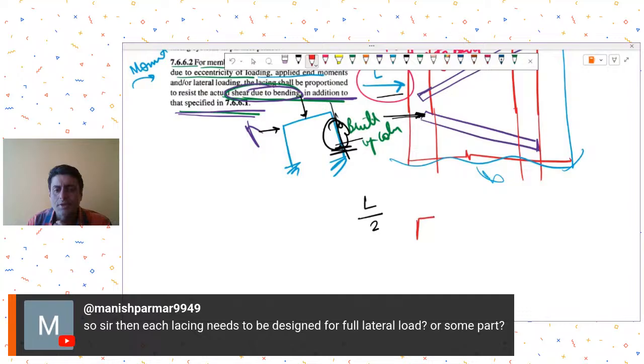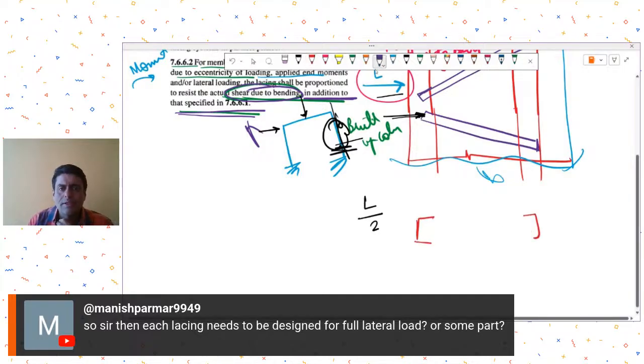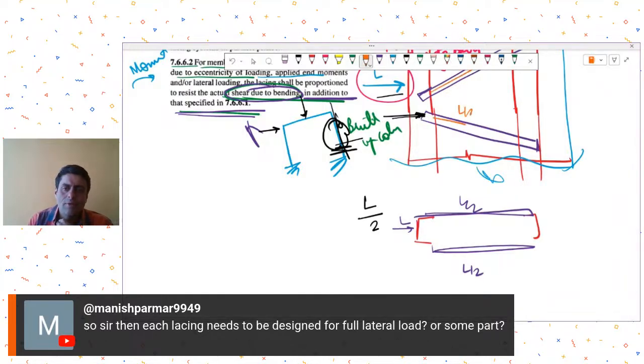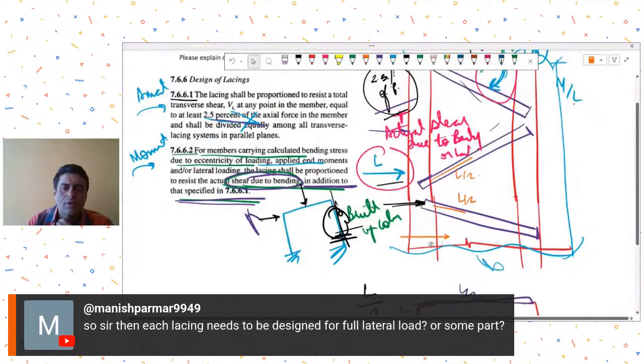The basic concept of lacing you have to keep in mind is that if there are lacings on two planes, so lacing is over here and lacing is over here, and you have some lateral load L, then you have L by 2, L by 2, and you have to design each lacing for L by 2 independently. And to that you add 2.5% of P also.